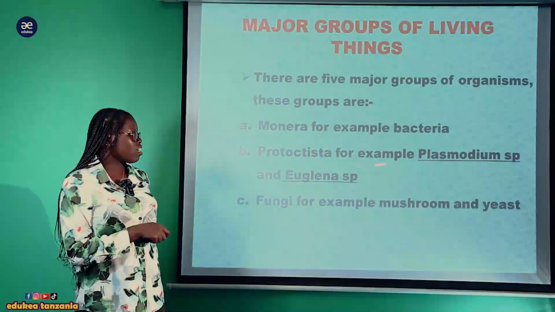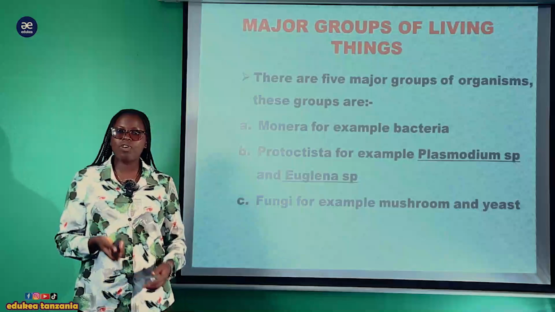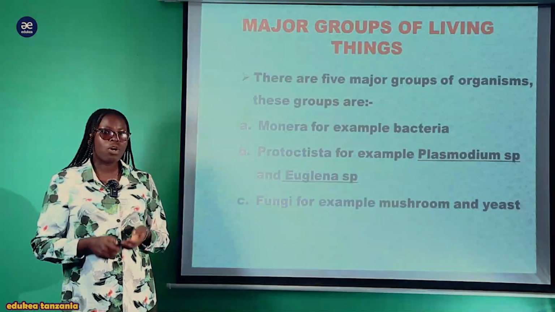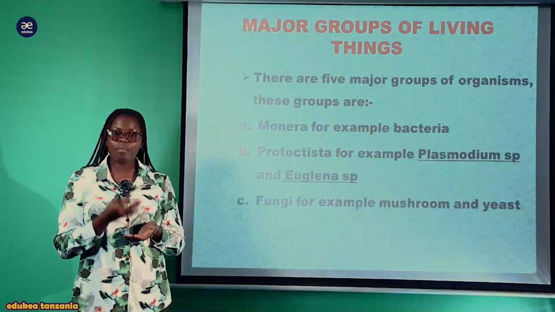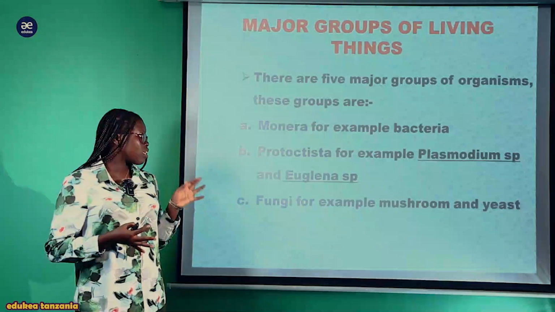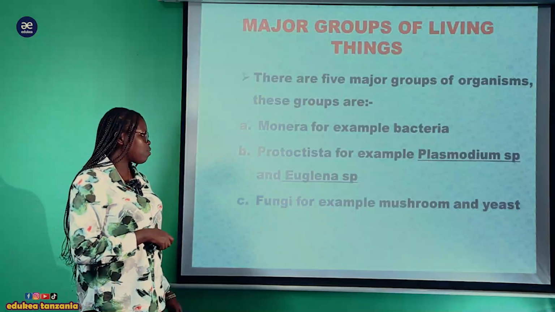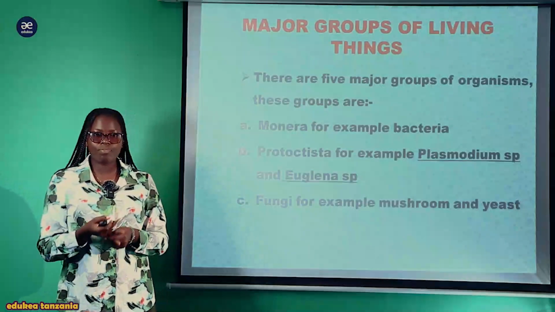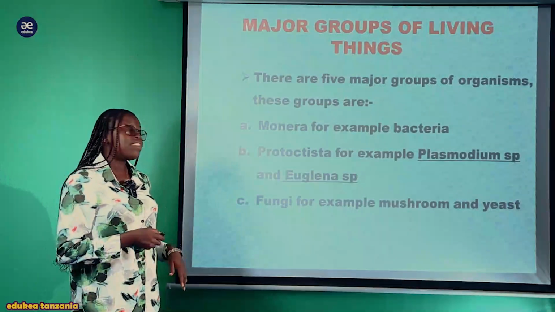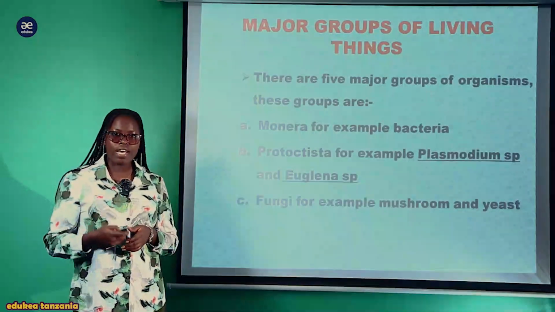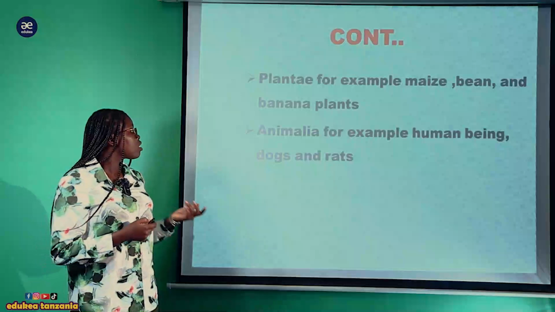Within the kingdom Protoctista, there is Plasmodium, there is Paramecium, there is Euglena species, which belong to different phyla of this kingdom Protoctista. The third kingdom is fungi. Within the fungi, for example, there is mushroom, there is yeast, there is Penicillium, which are members of the kingdom fungi. Also, the fourth kingdom is Plantae.